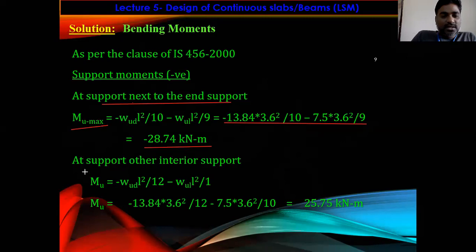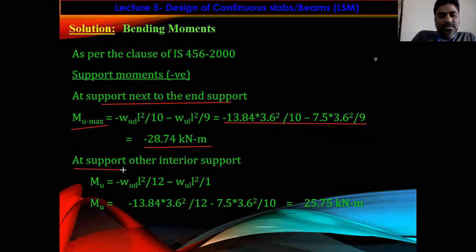Similarly, there is another negative bending moment, at other interior supports, that is WD L square by 12 plus WL L square by 10. If you substitute the values, that is 13.84 into 3.6 square by 12 plus 7.5 into 3.6 square by 10, that is equal to 25.75 kilonewton meters. This is the negative bending moment at other interior supports, and that was the negative bending moment at the support next to the end support, out of which this is the maximum one.